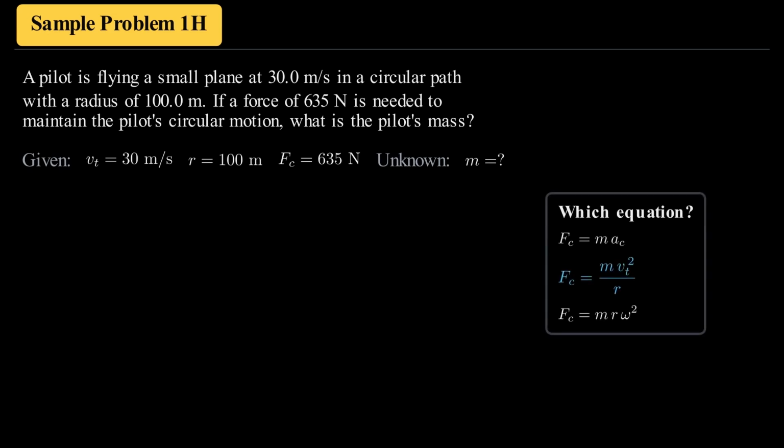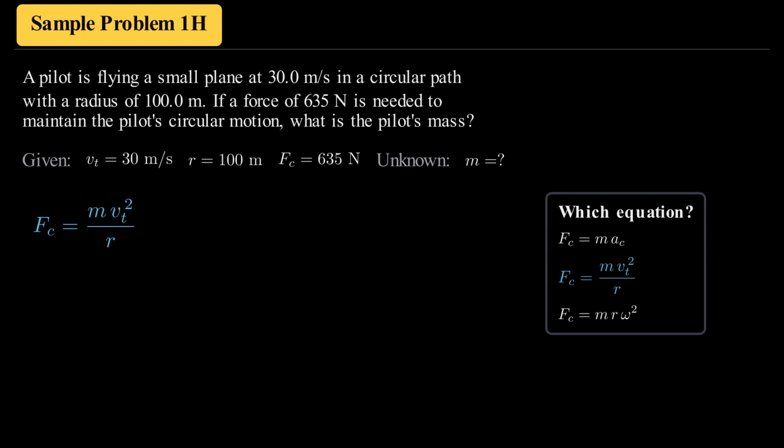Now, before you solve this question, you have to know which equation to use, or sometimes students are going to be confused on what equation to use. So remember the three equations we had. Fc is equal to m multiplied by ac. Fc is equal to m multiplied by Vt squared divided by r. We have Fc, which is equal to mass times radius times omega squared. So you see here it mentions Vt. So you have to use an equation which has Vt in it. So we're going to use this equation. Fc is equal to m Vt squared divided by r. Since you are trying to find the mass, you have to rearrange the equation.